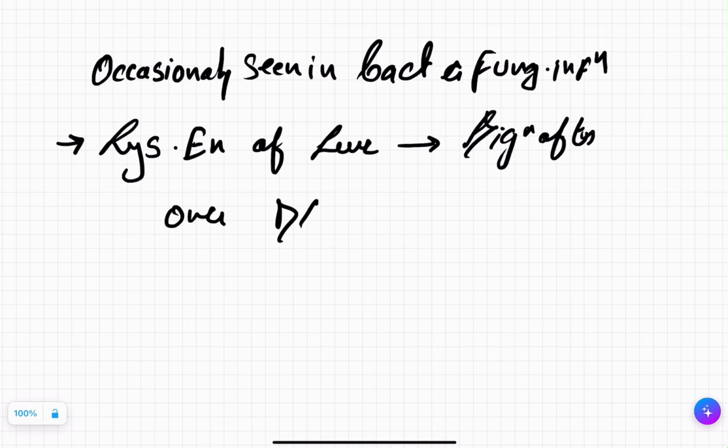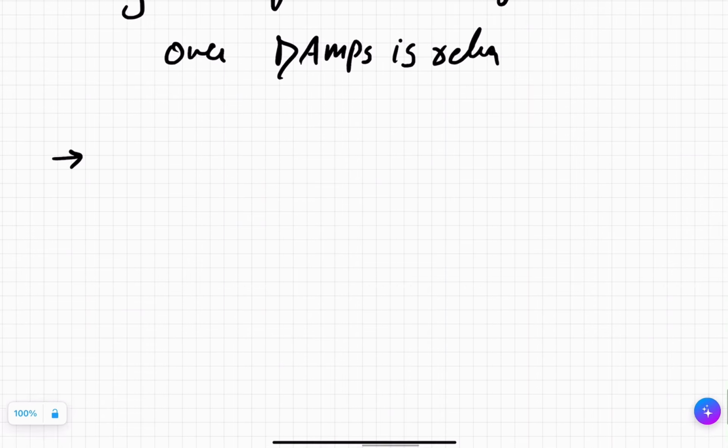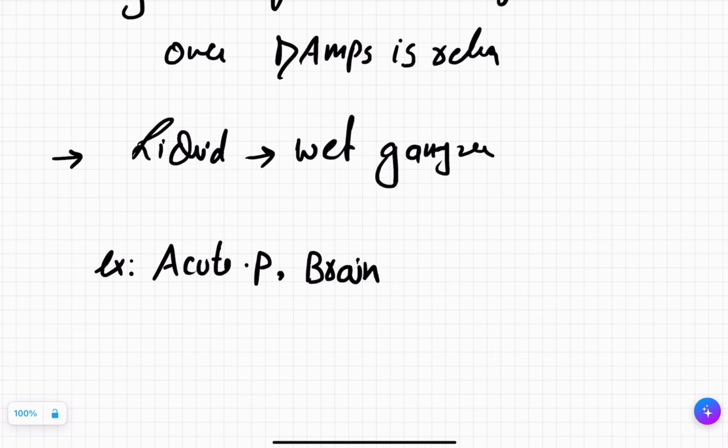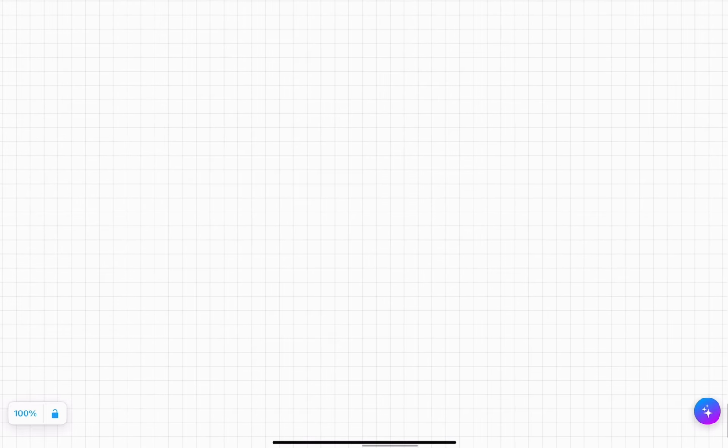Once the DAMPs are released, and since this is forming liquid, this is known as wet gangrene. Example, acute pancreatitis, and in the brain. So this was the second form of our necrosis.